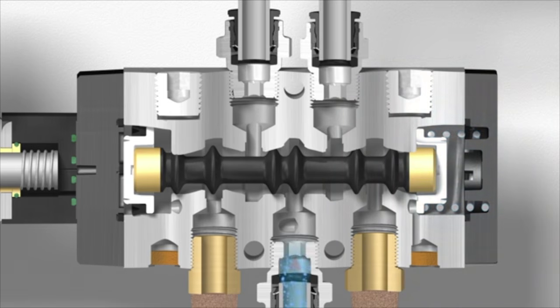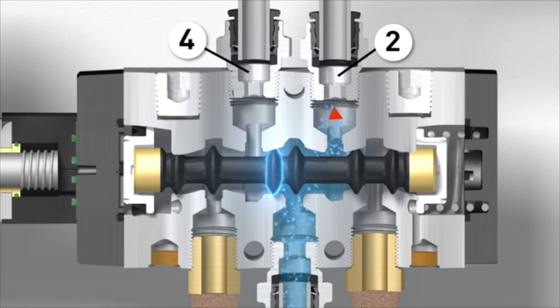In this position, you can see that this land blocks air from going out the number 4 working port and instead is forced to go out working port number 2 because the grooved lower section of the spool allows air to flow past it and out to the number 2 working port.